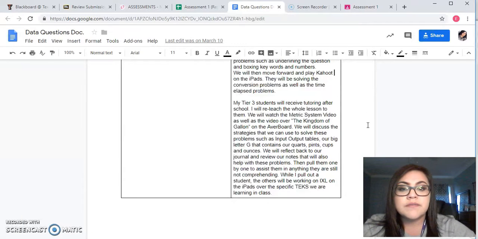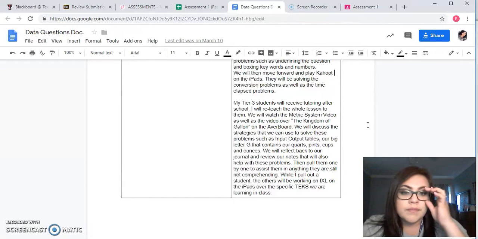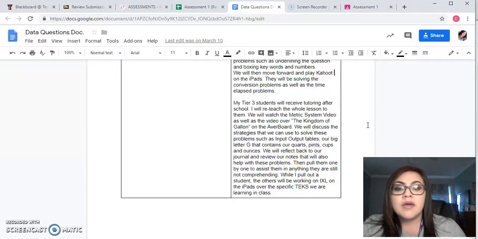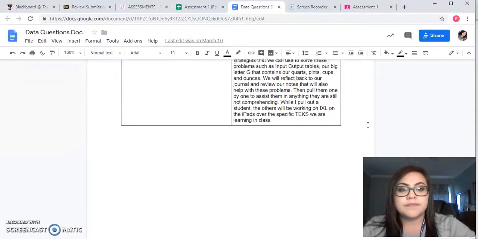We will watch the metric system video as well as the video over the Kingdom of Gallon on the Avery board. We will discuss the strategies that we can use to solve these problems, such as input-output tables, our big letter G that contains our quarts, pints, cups, and ounces. I will reflect back to our journal and review our notes that will also help with these problems. Then I'll pull them one by one to assist them in anything they're still not comprehending. While I pull out a student, the others will be working on iExcel on the iPads over the specific TEKS we're learning in that class.